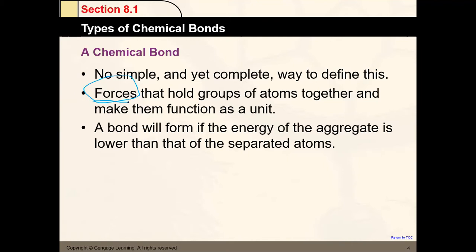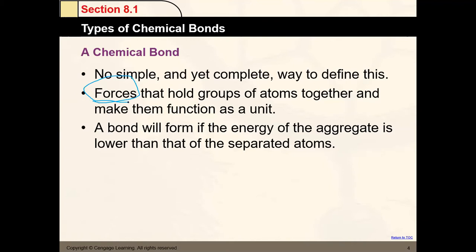A bond will form if the energy of the aggregate is lower than that of the separated forms. Obviously, right? If by forming a chemical bond I'm going to gain energy, I will do it. But if I form a chemical bond to waste energy, I won't do it. That's how I know that this atom binds to this other atom: because of the energy. If the process is favorable, definitely it's going to form the chemical bond. If it's not favorable, then it will not do it. It won't waste money.